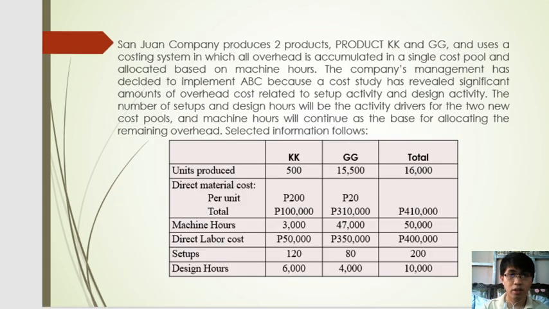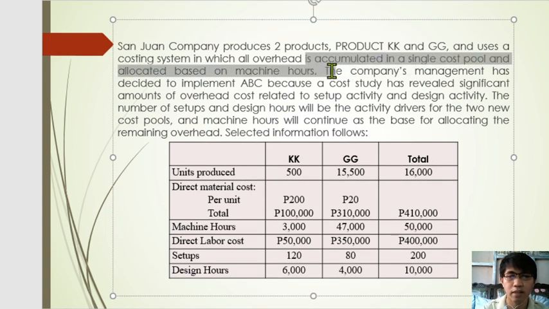So let's go with illustration number 2. San Juan Company produces two products, product K, and GG. It uses a costing system in which all overhead is accumulated in a single cost pool and allocated based on machine hours. So yan yung original na costing niya. Ina-accumulate niya lahat ng cost into one cost pool and then ina-allocate niya based on machine hours.